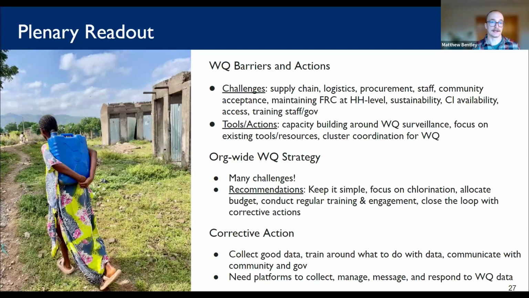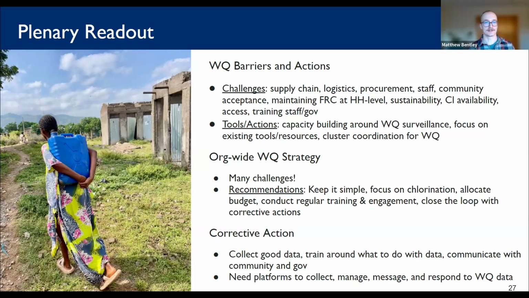Then we also have to communicate that data both to the community and to the government, potentially depending on your context. And so there was a general discussion around the need for platforms or management tools to collect, manage, message, and respond to water quality data. That was one of the gaps that came up across a few of the different groups.